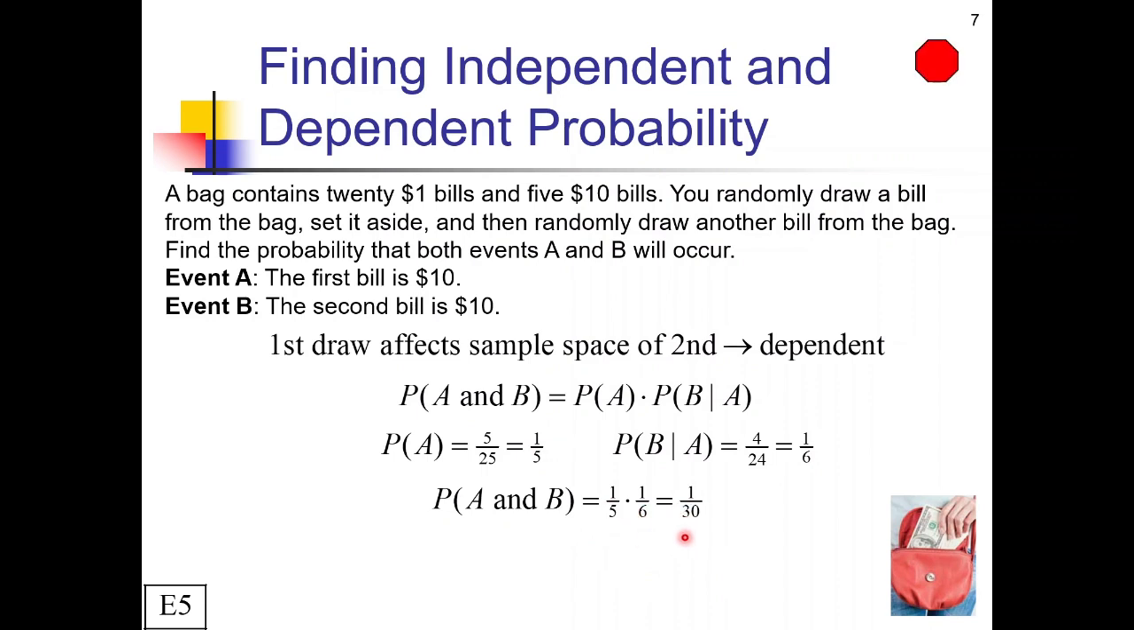Now this is in contrast to if you put the dollar bill back, then you would just have 1/5 times 1/5 again, which would be 1 over 25, slightly higher probability. So it does make a bit of a difference.